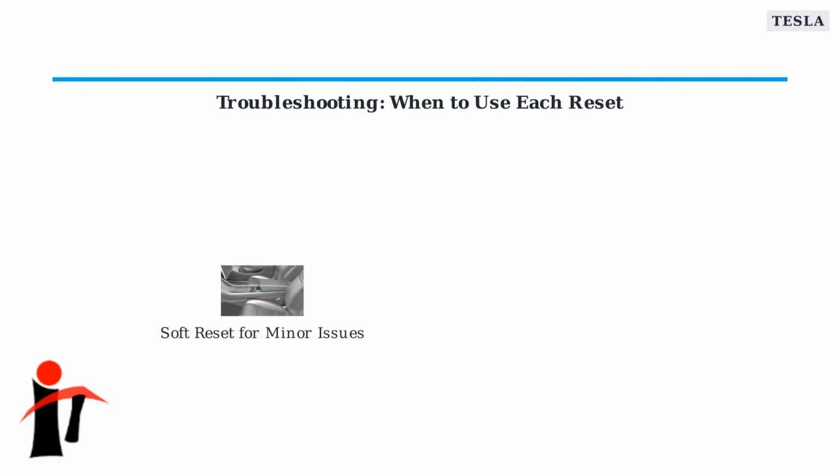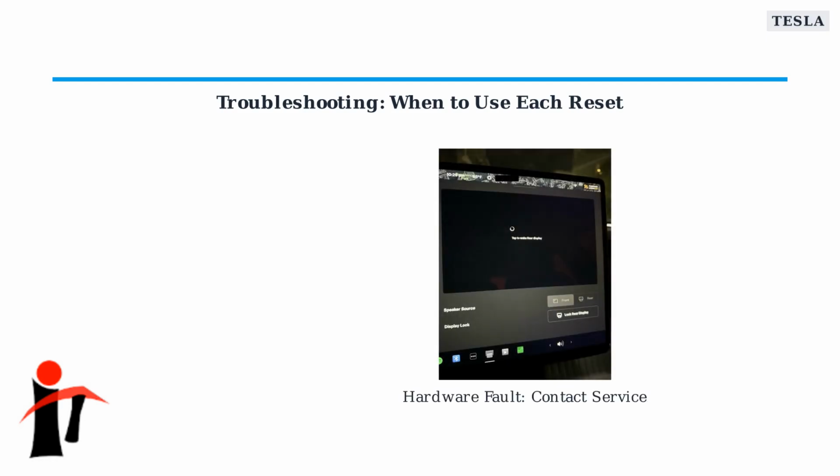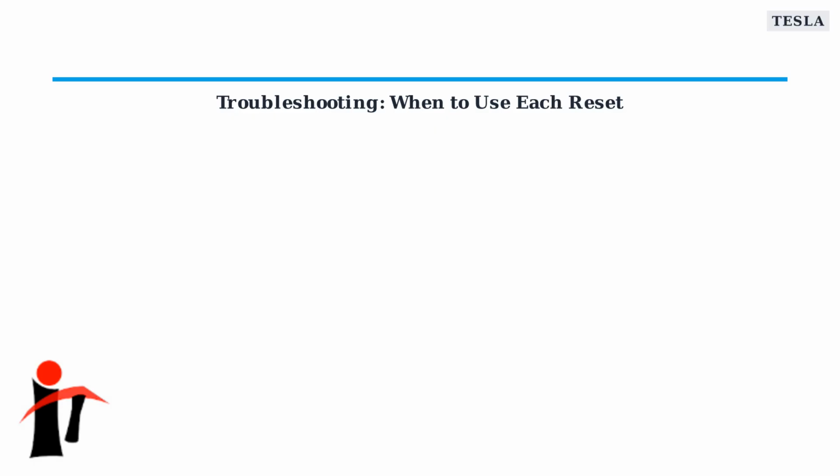Use a soft reset for minor issues like frozen apps or display glitches. A hard reset is suitable for persistent problems such as complete unresponsiveness or black screens that a soft reset doesn't fix. If issues persist after a hard reset, it may indicate a hardware fault, and you should contact Tesla service for a diagnostic scan. Remember to always perform resets while parked to avoid safety risks.